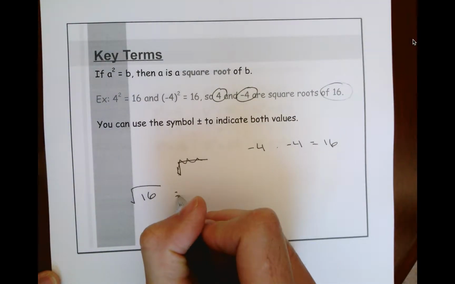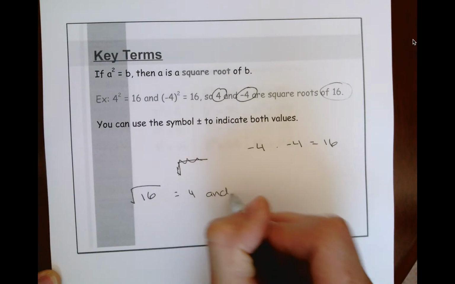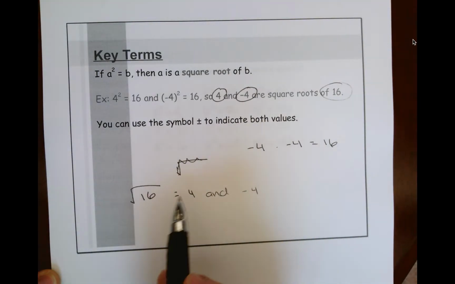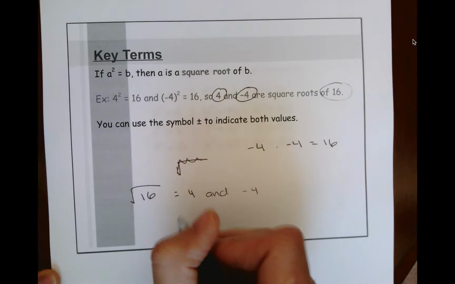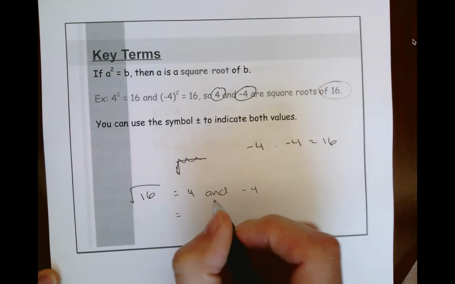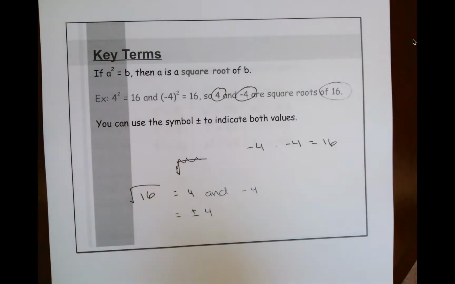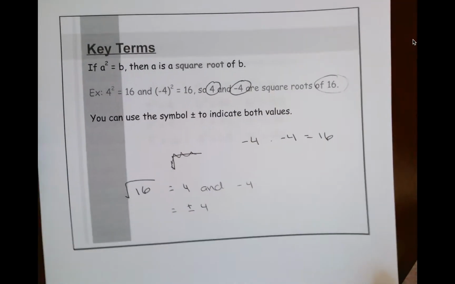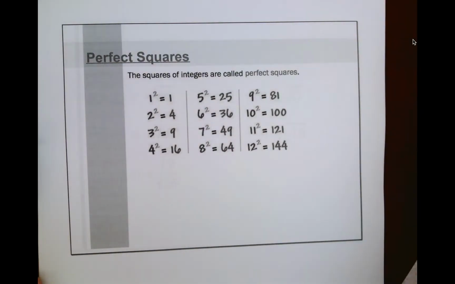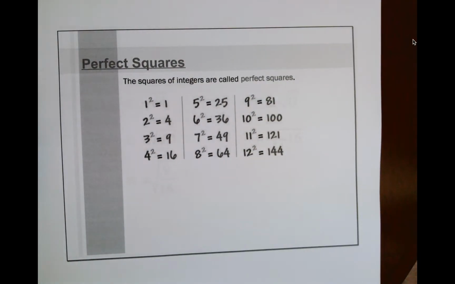Instead of writing 4 and negative 4, because both of these times themselves give you 16, we write it shorthand using this little plus or minus sign. So positive 4 or negative 4. Both of those we would say would be the square roots of 16. Now, this is something that's on your guided notes, and it's going to be very important for moving forward.